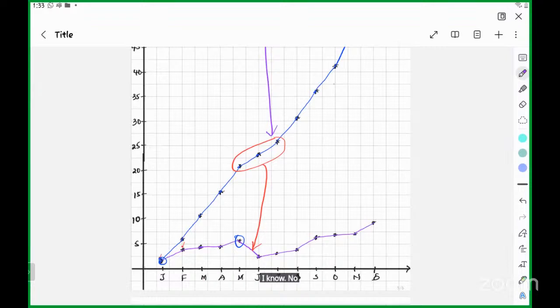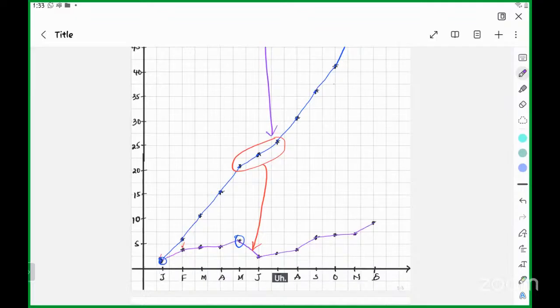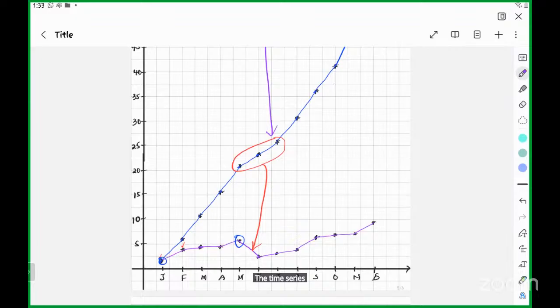No. It's a graph for interpretation or physical interpretation of not necessarily data spread, but trends, because it's a time series graph. It's a time series graph. And actually, that's one of the things I'd like to see. How do you generate a time series graph?